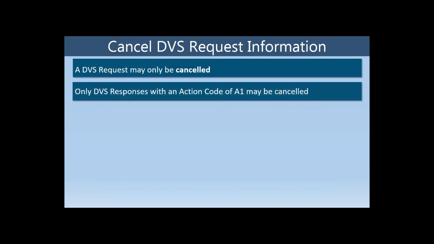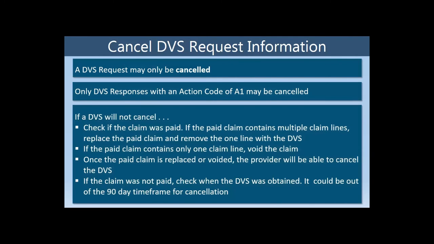Before we go through the actual steps, please keep in mind that a DVS request may only be canceled. A DVS request cannot be revised. Only DVS responses with an action code of A1, certified in total, may be canceled. If a DVS will not cancel, check if the claim was paid. If the paid claim contains multiple claim lines, replace the paid claim and remove the one line with the DVS. If the paid claim contains only one claim line, void the claim. Once the paid claim is replaced or voided, the provider will be able to cancel the DVS. If the claim was not paid, check when the DVS was obtained. It could be out of the 90-day time frame for cancellation.